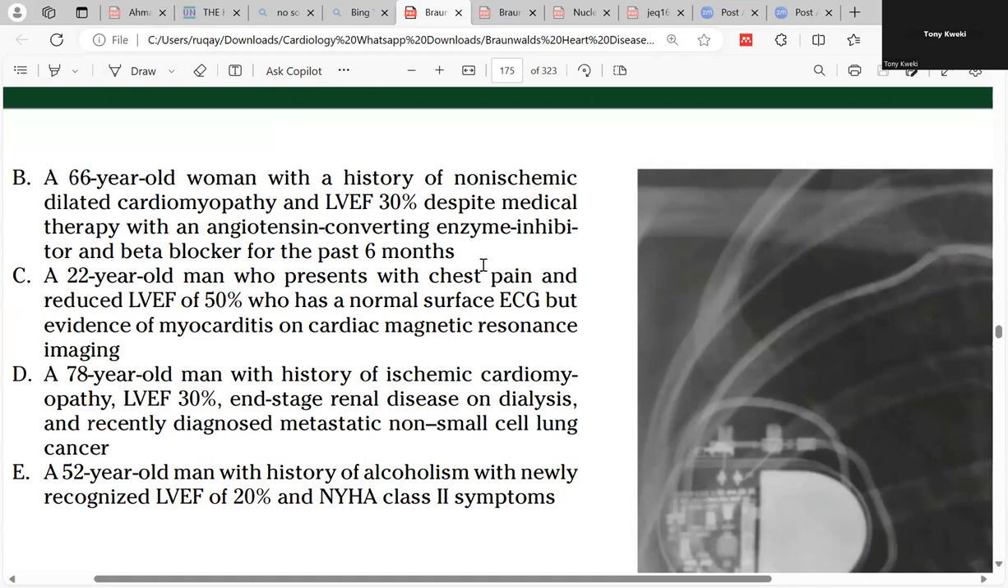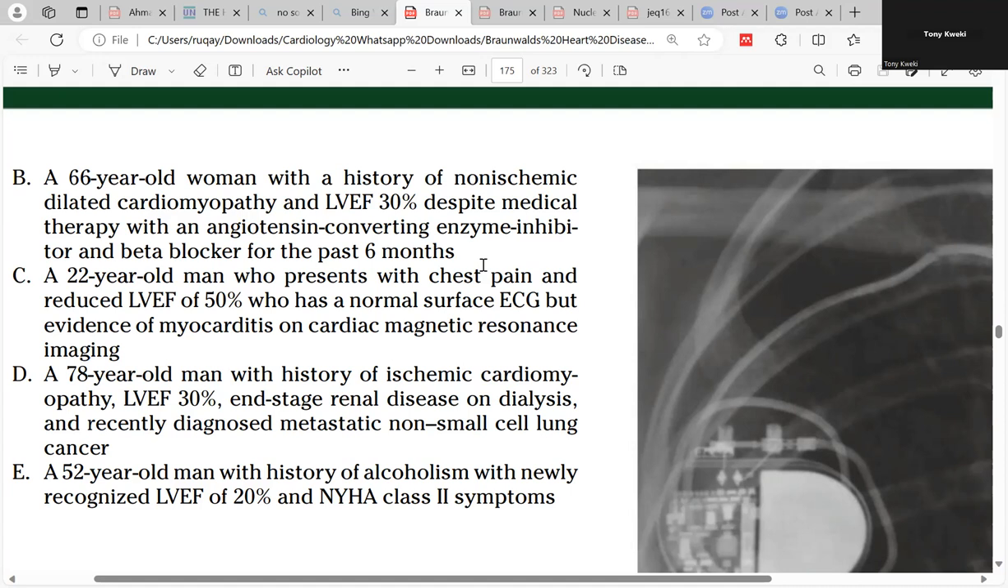C, 22-year-old man who presents with chest pain and reduced LVEF of 50%, who has a normal surface ECG but evidence of myocarditis on CMR, cardiac magnetic resonance imaging. Myocarditis is not an indication for ICD. It's hopefully reversible, but at this stage, this patient is not eligible. D, 78-year-old man with history of ischemic cardiomyopathy, LVEF of 30%, end-stage renal disease on dialysis, and recently diagnosed metastatic non-small cell lung cancer. When giving an ICD, patients that are expected to live for at least a year with the device are selected. This patient has so many morbidities with poor prognosis that his life expectancy may not reach a year. So this patient is not an ideal candidate for ICD.